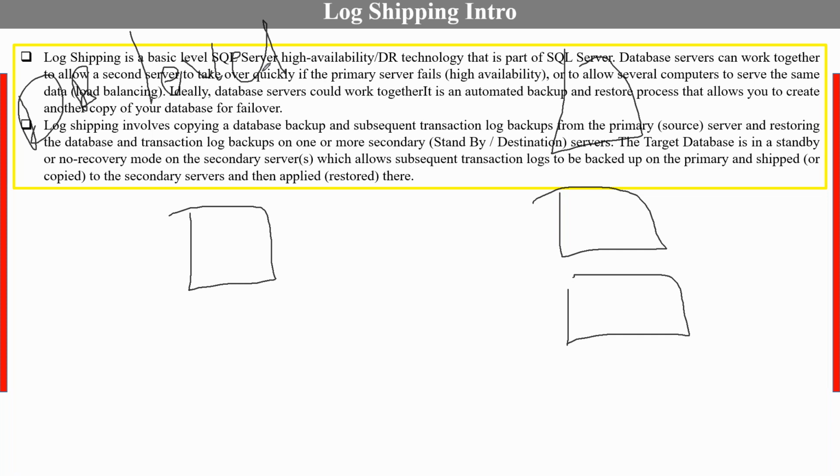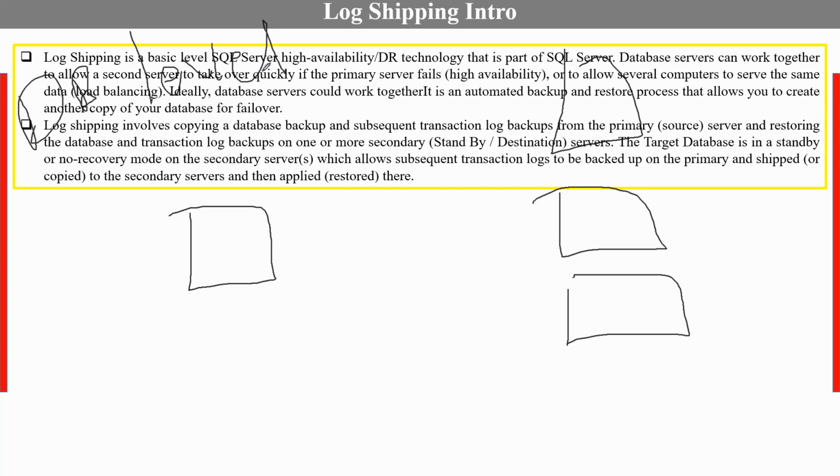Log shipping is database level. Mirroring is database level. Clustering is instance level. Always On is instance level and database level. So that we are going to discuss later, sir. Mostly we are going to focus on mirroring and log shipping.